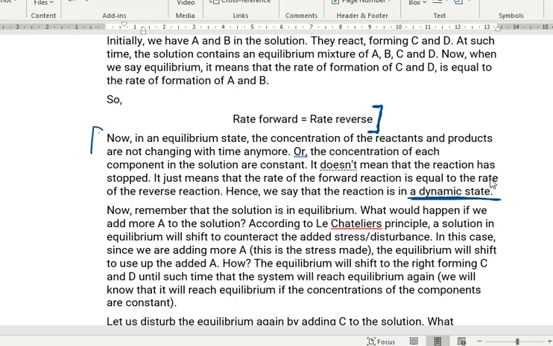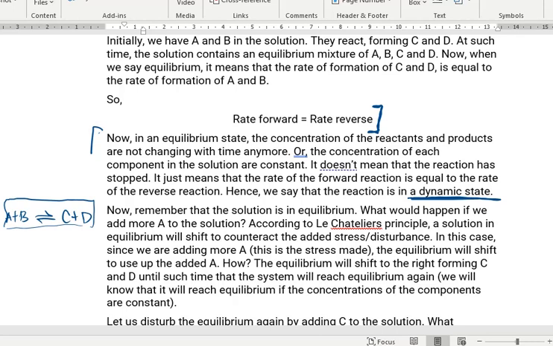Okay? Now, remember that the solution is in equilibrium. What do you think would happen if we add more A to the solution? So, di ba? We have A plus B to form C plus D. Now, what do you think would happen if we add more A in the equilibrium, in the solution? So, naman ni sa usa ka beaker, di ba? For example, nani sa usa ka beaker. So, if nagpuno pa jud ko og kani nga A, og ang A, what do you think would happen?